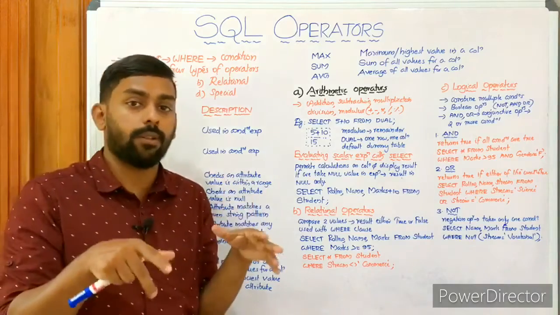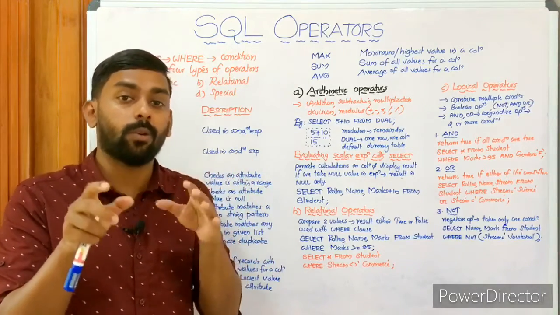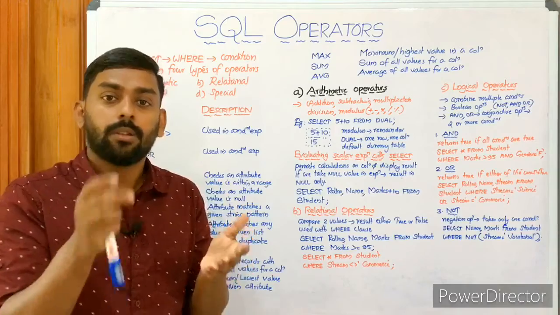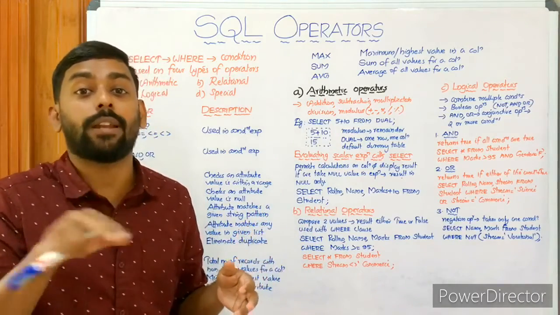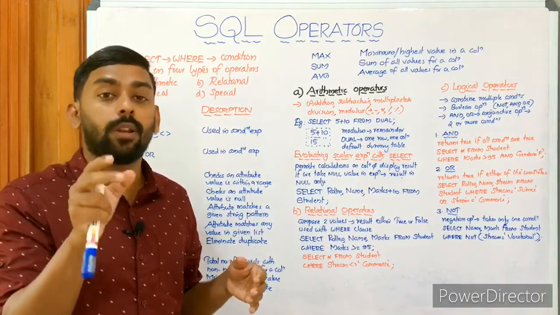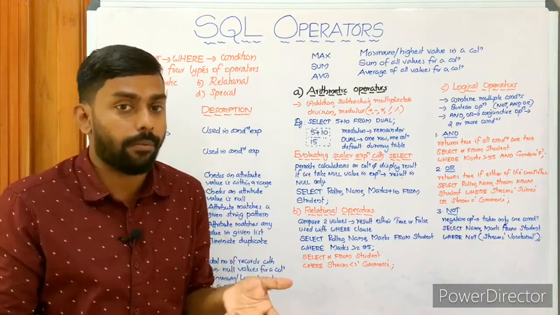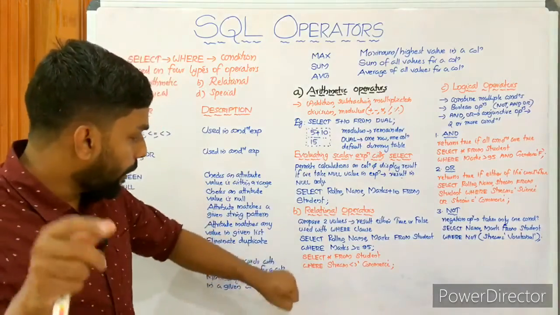For example, we have 30 students, and only 10 students got greater than or equal to 95. So in the resultant table with roll number, name, and marks, only those 10 students' data will be there, because only 10 students got marks greater than or equal to 95. That's it. And we have another example.